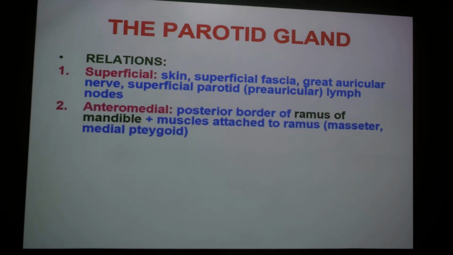Anteromedially, what you have is the posterior border of the ramus and the muscles attached to the ramus, which on the outer side is the masseter, and on the inner side of the ramus of the mandible is the medial pterygoid. So it's going like this. It's covering over the top of the ramus of the mandible, and it's going behind the ramus of the mandible also. So it's covering the muscle on the top of the ramus, which is the masseter, and because it is going behind the ramus also, it is also related to the medial pterygoid muscle. So the anteromedial surface of the parotid gland is related to the masseter as well as the medial pterygoid and the posterior border of the ramus of the mandible. Part of it is related to the masseter, part of it is related to the medial pterygoid.